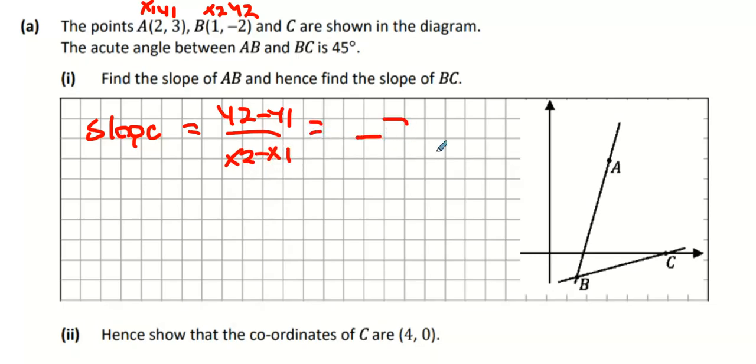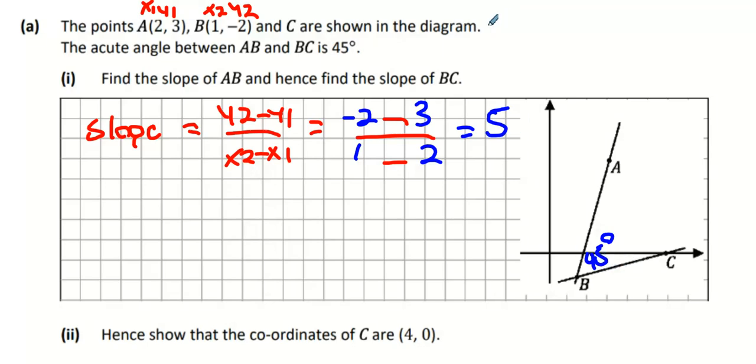And then put it in here. We're going to get minus 2, 3, 1, and 2. And I believe we're going to get minus 5 over minus 1, which is just 5. And we get 5. Happy days. Hence, find the slope of BC. It tells us that the angle in between is 45 degrees, yeah?